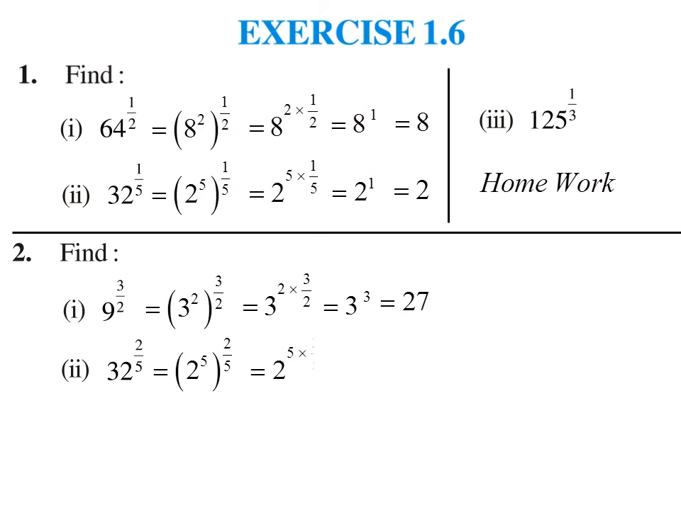So now it will become 2 to the power 5 into 2 by 5. Again 5 will be cancelled out. So I will get 2 to the power 2. So my final answer will become 4.